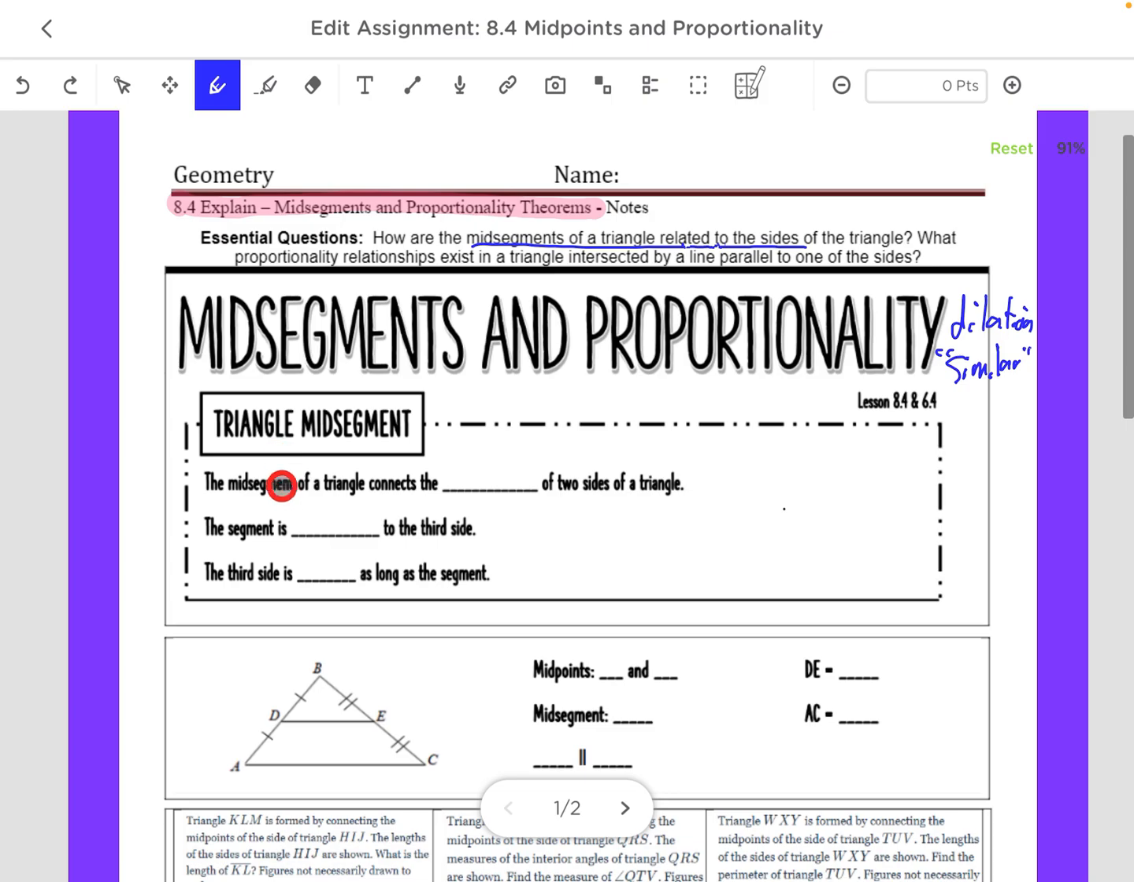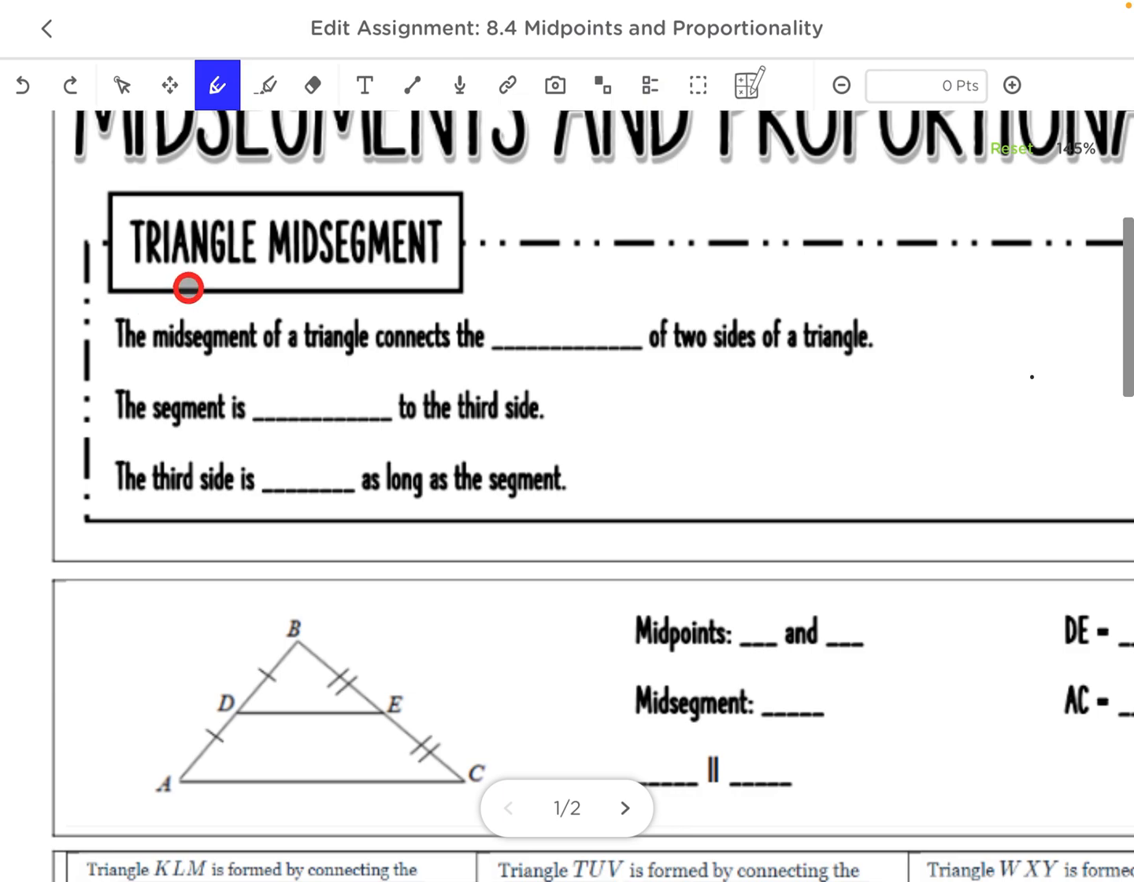So what is a mid segment? You might think mid, meaning middle. So let's go through these definitions first, and then we'll look at a diagram. The mid segment of a triangle connects the midpoints of two sides of a triangle. That segment is always parallel to the third side, and that third side is half as long as the segment. So that's what a triangle mid segment is.